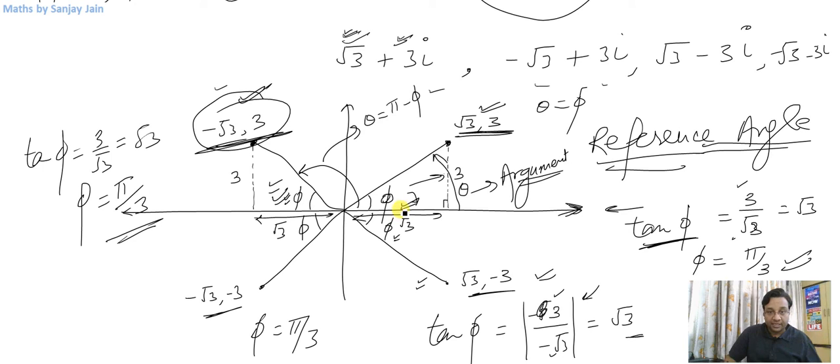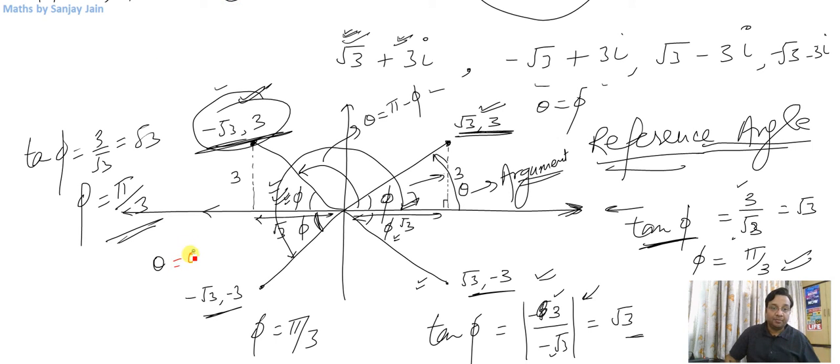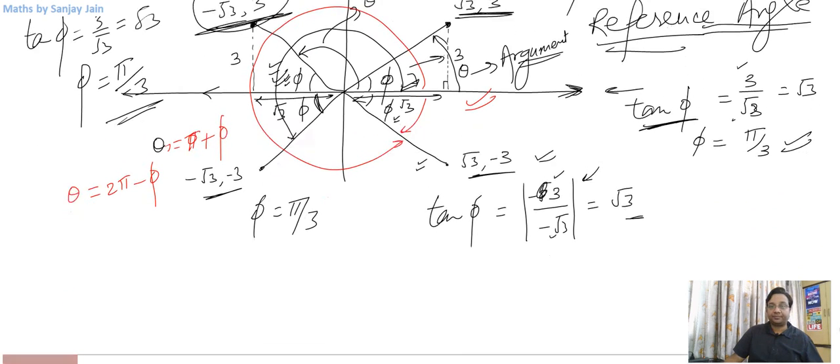When this angle is in third quadrant, for example for this, what will be theta? Theta will be pi plus this angle phi, right? And in fourth quadrant, when I go here, what will be theta? Theta will be 2 pi minus this angle phi. So this is how we write argument.